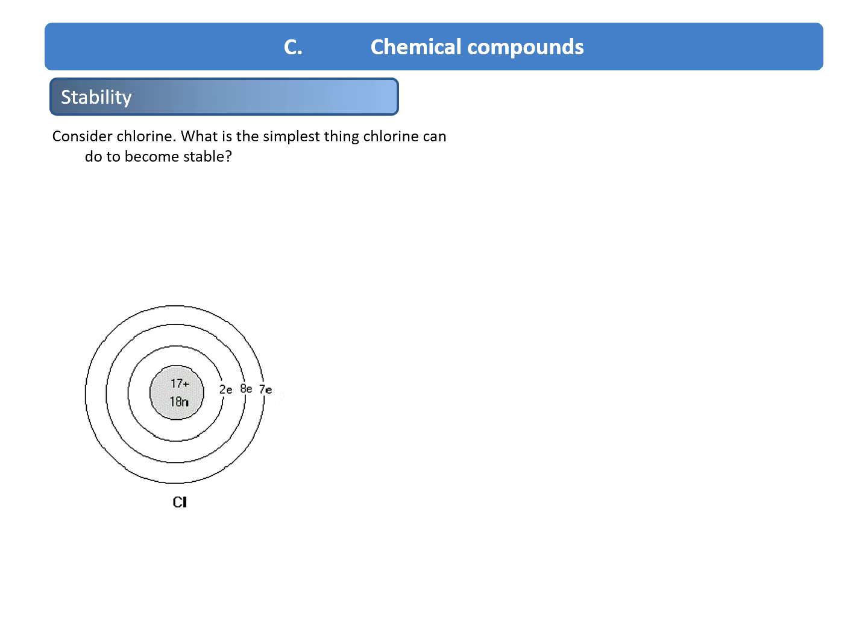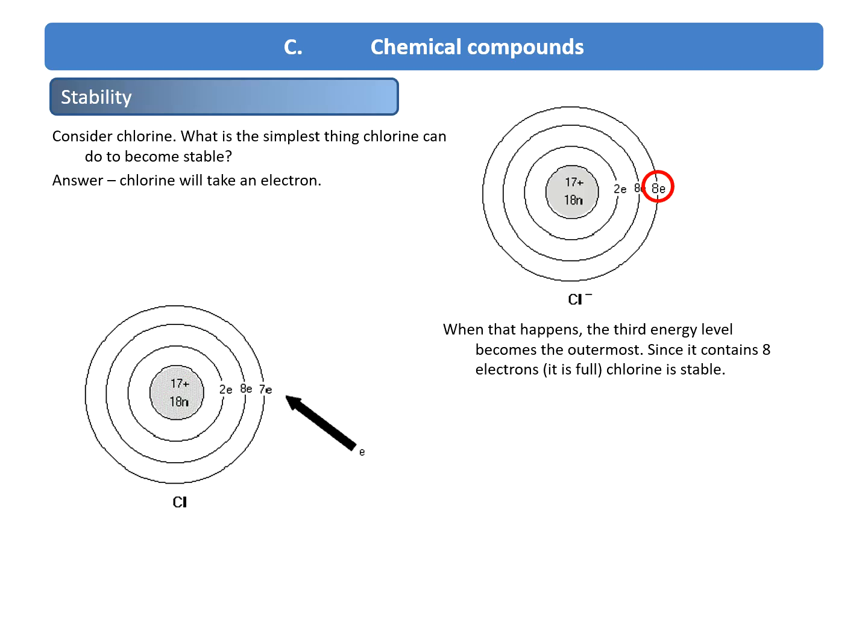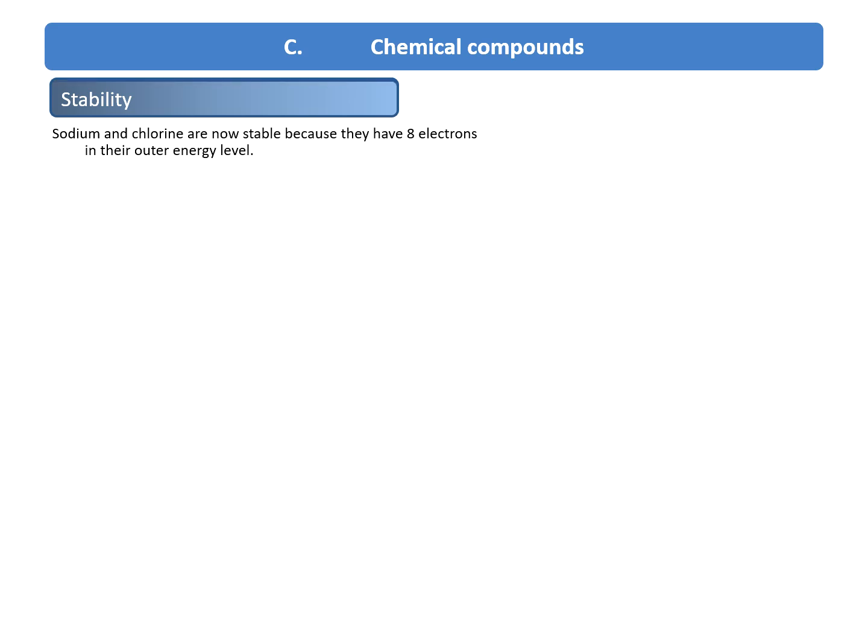What about chlorine? What's the simplest thing chlorine can do to become stable? It can gain an electron. When that happens, the third energy level becomes the outermost. Since it contains 8 electrons, that is, it's full, chlorine has become stable. Sodium and chlorine are now stable because they have 8 electrons in their outer energy level.